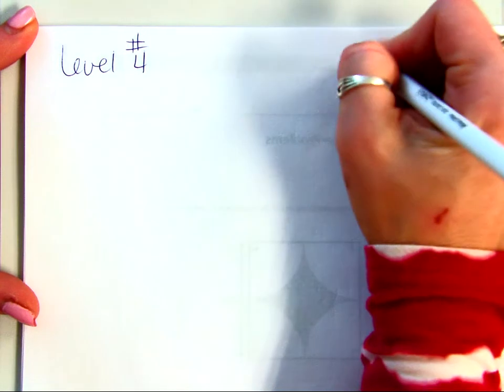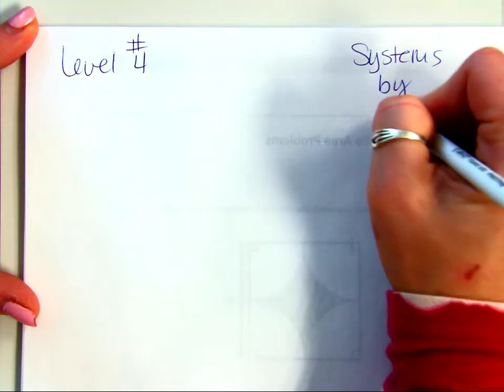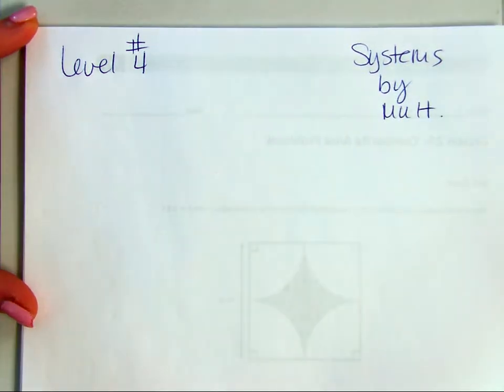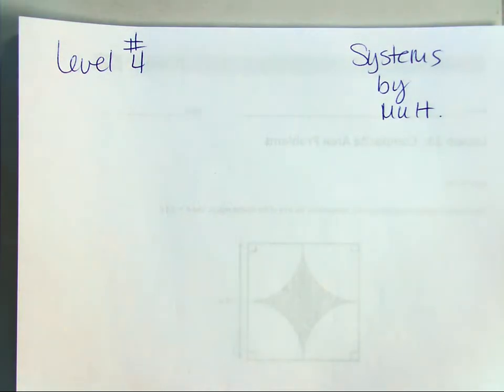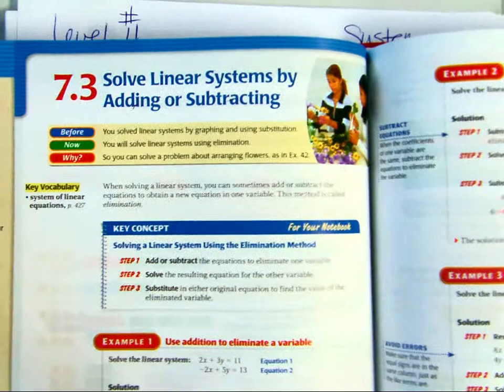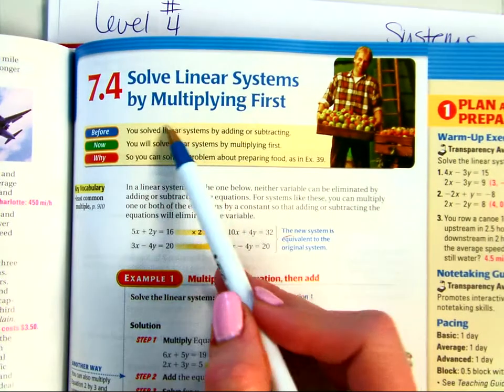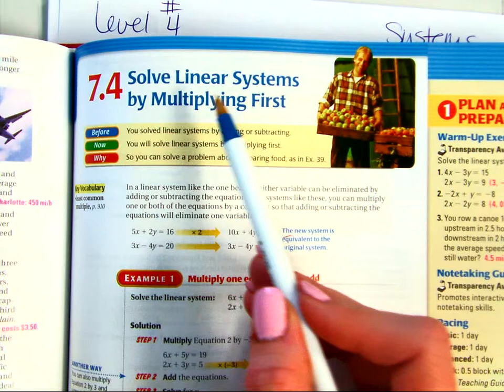Okay, so this is systems by multiplying. Where we just ended, that was one section. It was adding or subtracting. If you actually flip in your book, I know you don't have it, but if you did, the next section is 7-4, which is going to be multiplying first and then eliminating.